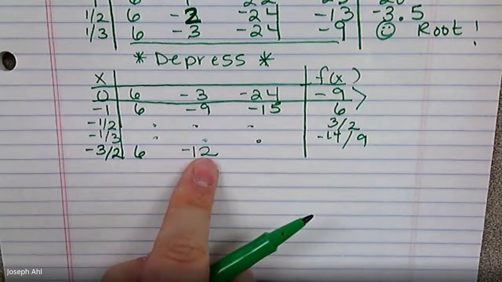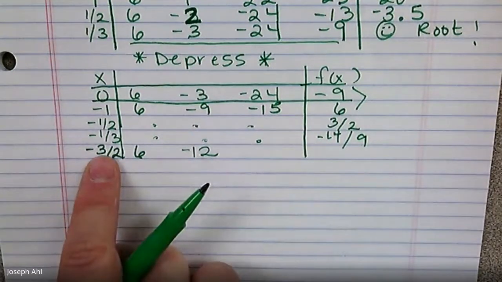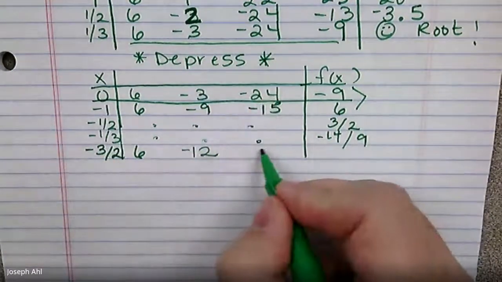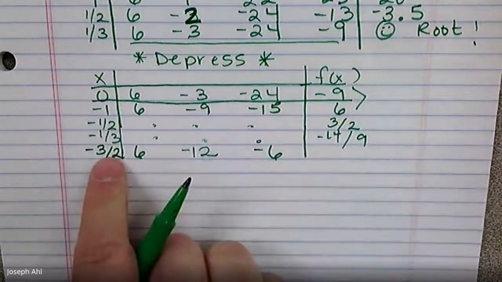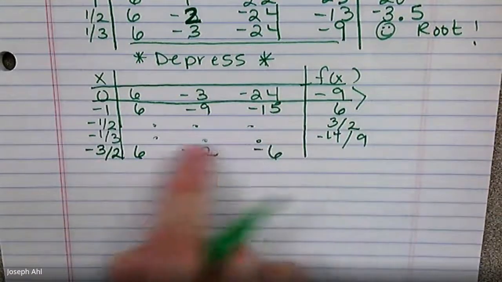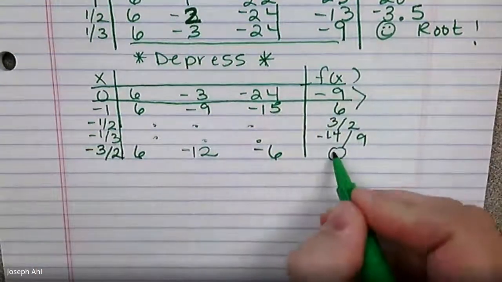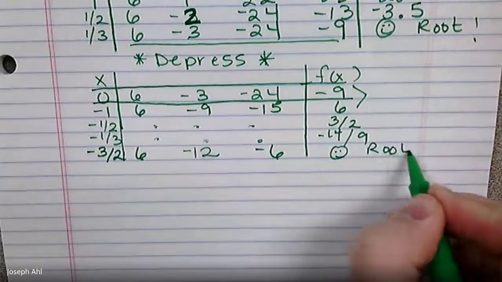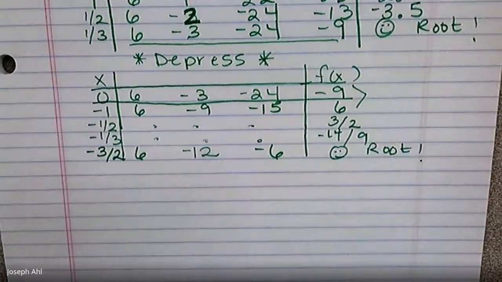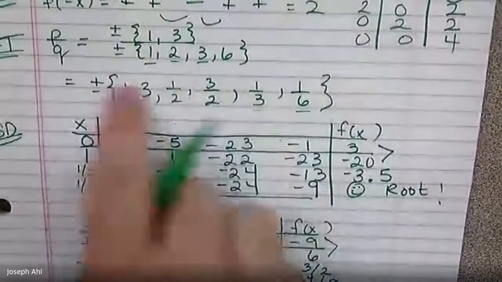Divide the 2 in first, so that's negative 6 times negative 3 is 18. 18 plus negative 24 is negative 6. Divide the 2 in, negative 3 times negative 3 is 9, plus negative 9 is 0. So it does turn out that negative 3/2 is a root. Maybe not our favorite one from the list of possibilities, but it's in there. It was possible to test.